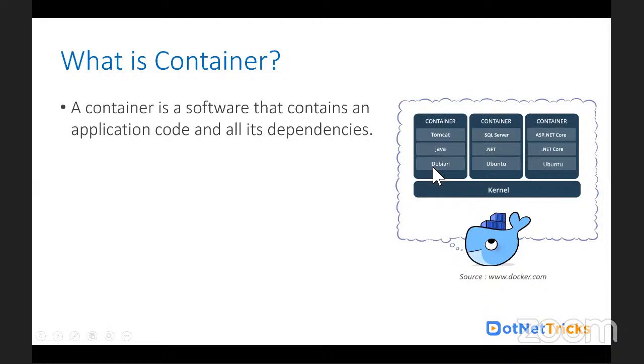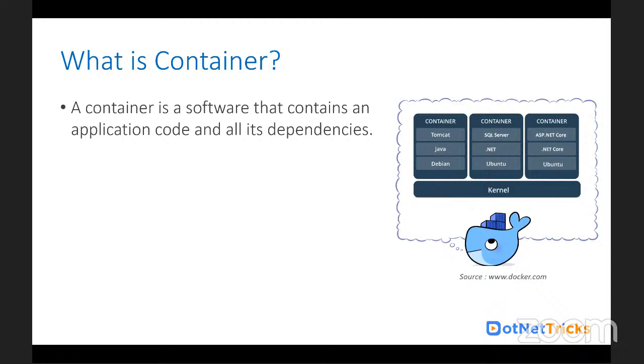So what are the things required to run my Java based application? All the things we package in a single packet, that is the container. So a container is a complete package which contains our application code and all its dependencies. So what are the dependencies here? The dependencies are Tomcat and the base operating system image, that is Debian.